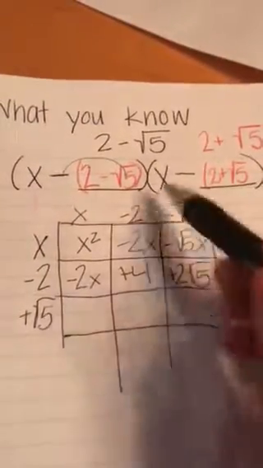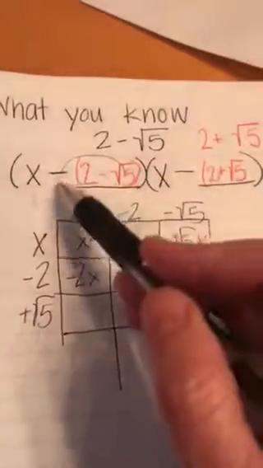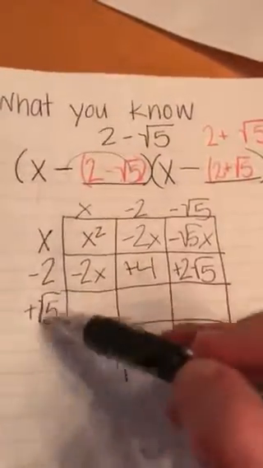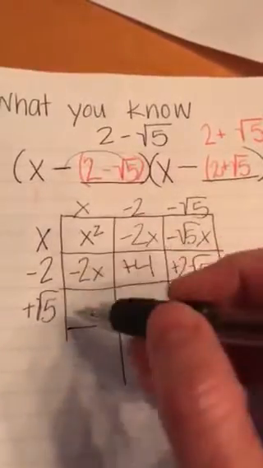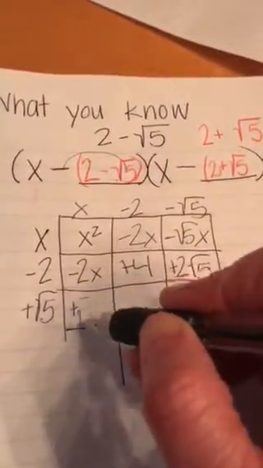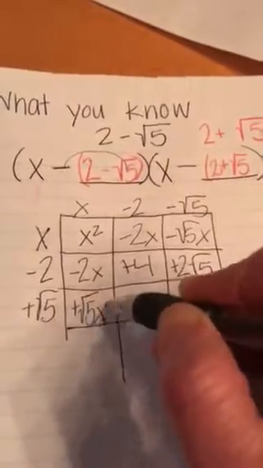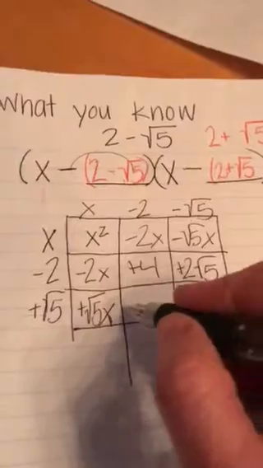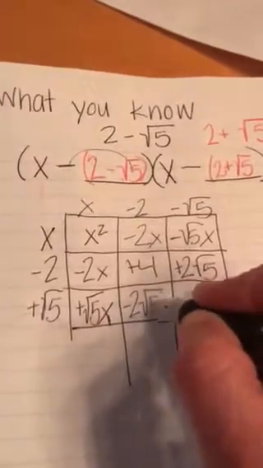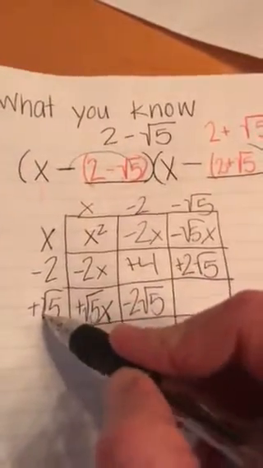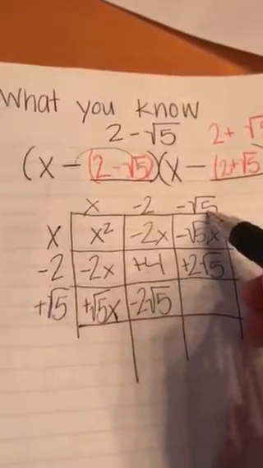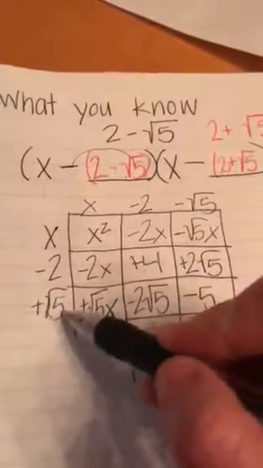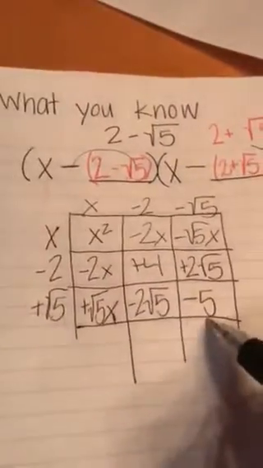Okay, now I'm going to do this times everything. But do you remember here how this was parentheses? So minus and negative made that positive. So take this times the x, gives me plus square root 5x. This times that, negative 2, so negative 2 square root 5. And then positive square root of 5 times negative square root of 5 is negative 5, because 5 times 5 is 25, square root of 25 is 5, so minus 5.